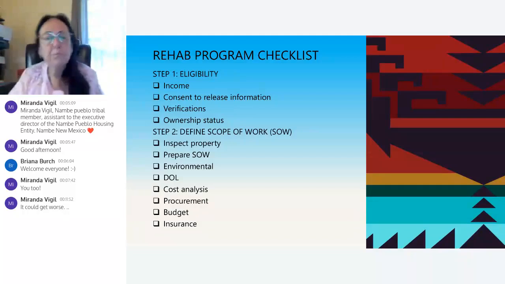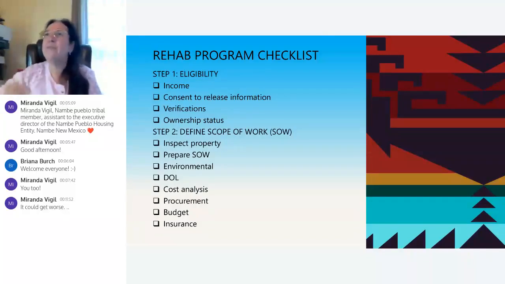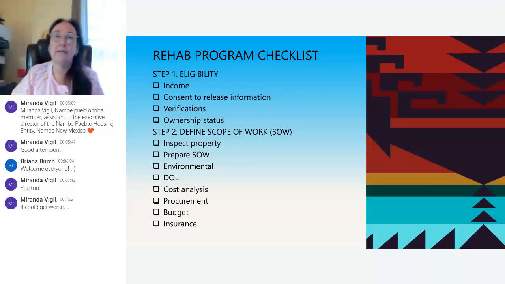So a checklist for rehab, step 1, eligibility. Are they income eligible? Did they give you a consent for release of information? Did you do your verifications? Did you make sure that they are the true owners? Why would you do a rehab on behalf of a Native person for a house that is not owned by that Native person? I've seen situations like that. I highly recommend that they don't. That money is for low-income Native Americans.